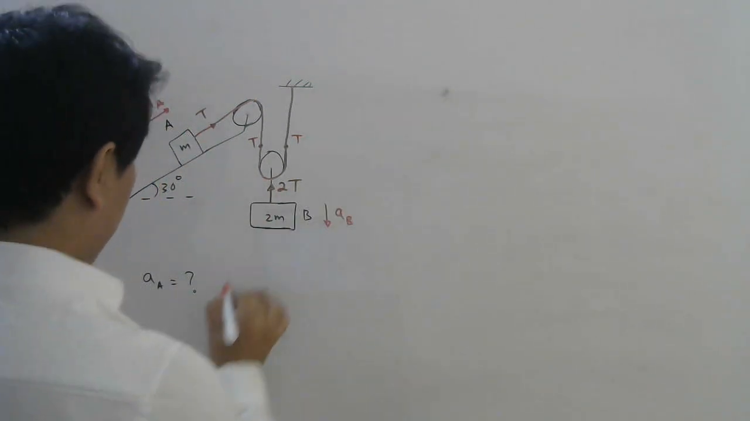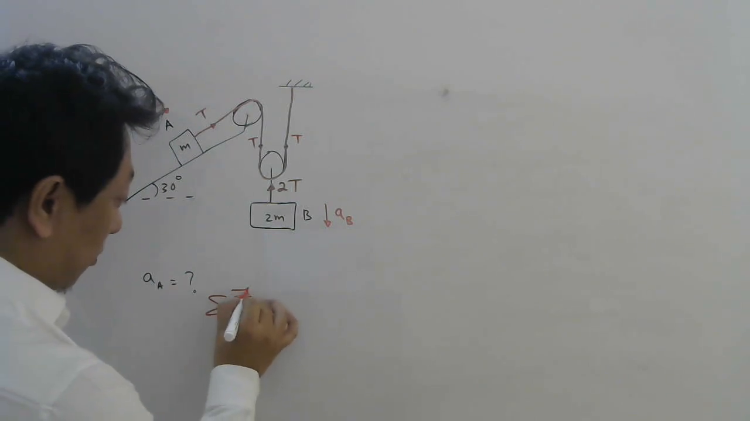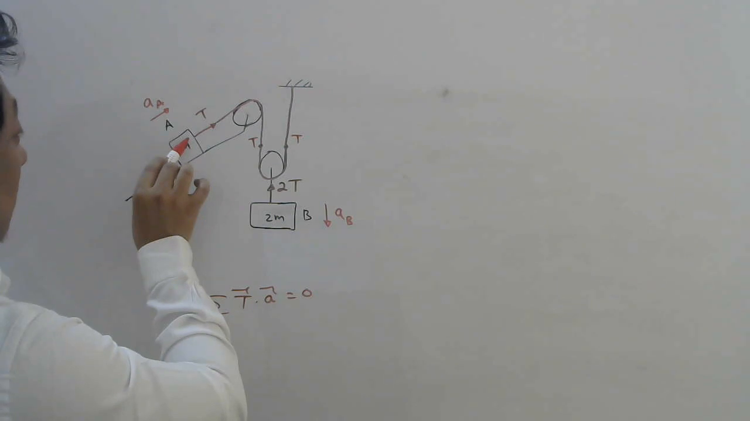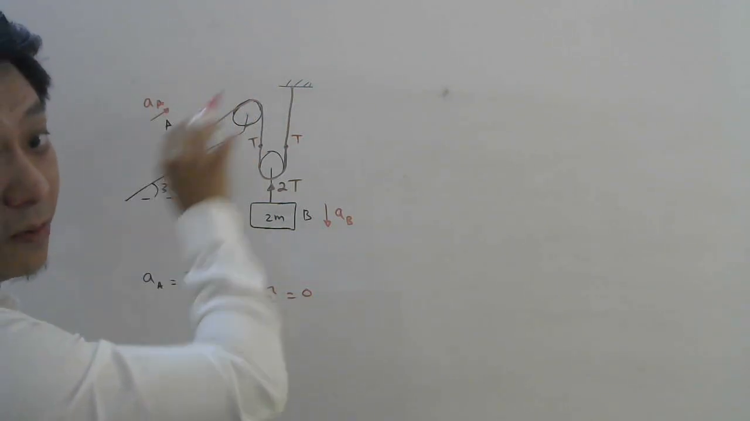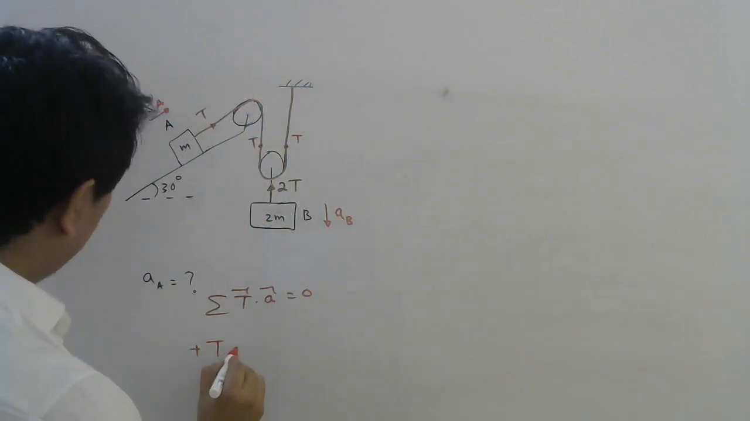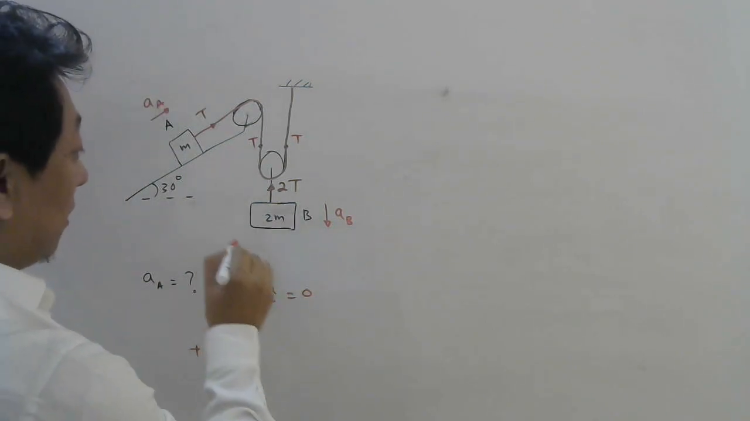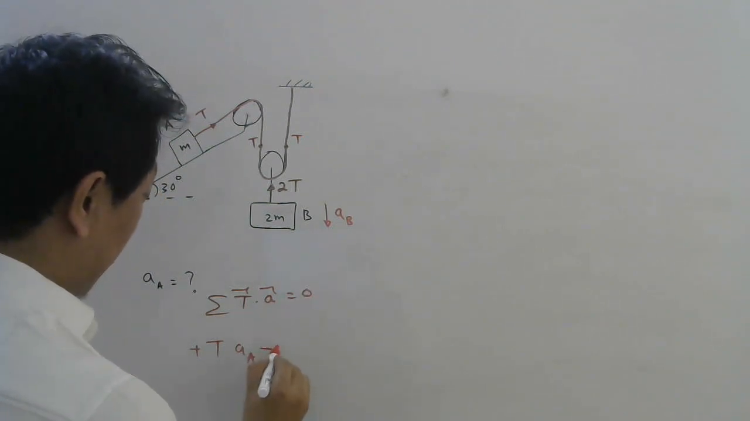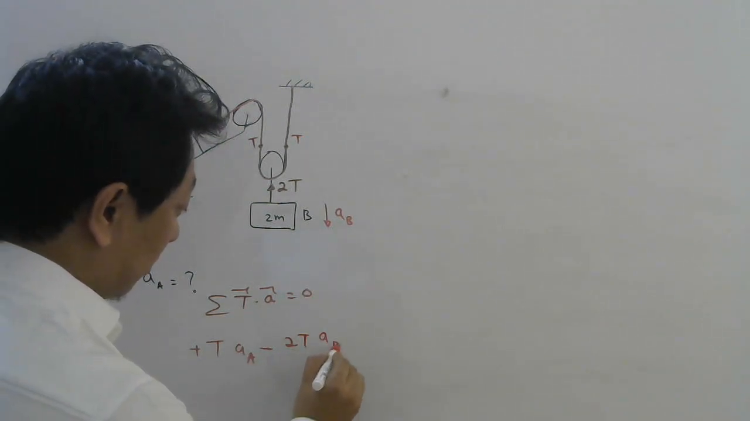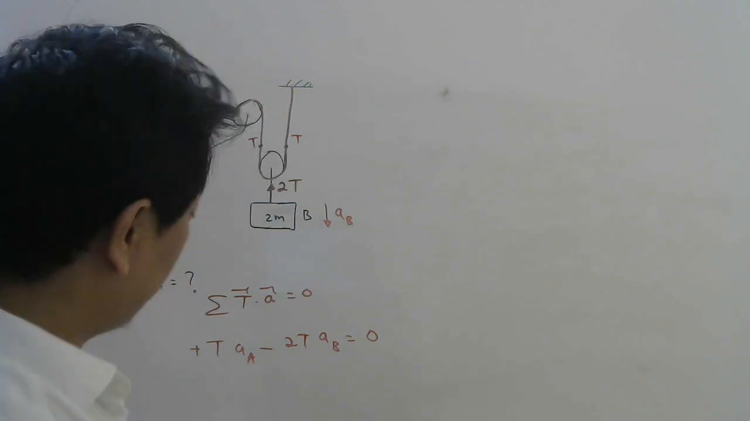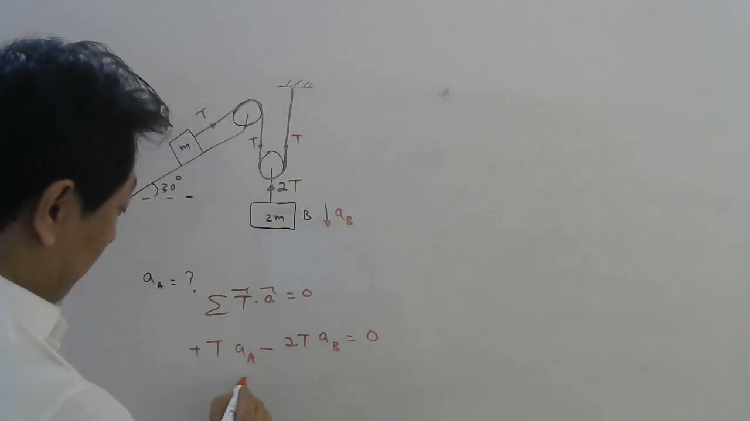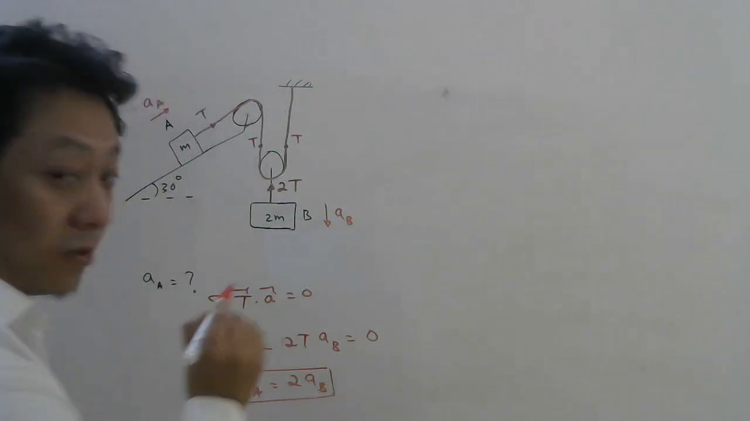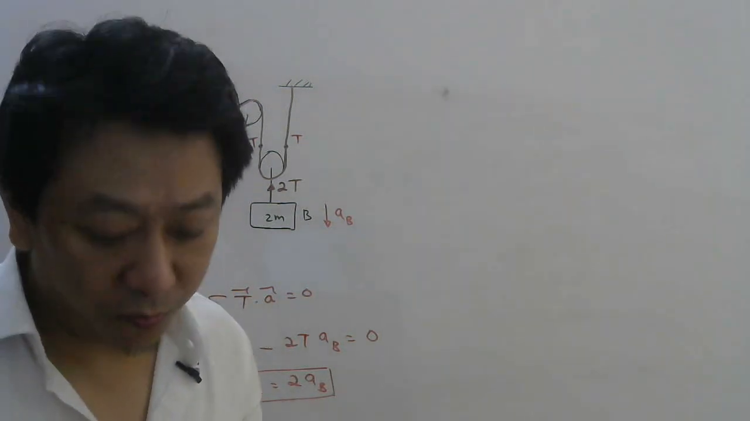So now we will apply our constraint relation equation, which is dot product of tension and acceleration should be 0. So for this block, tension is here, acceleration is also here. So same direction means plus tension into acceleration. Here tension is up on this block 2T, but acceleration is down. So minus tension into acceleration of block B. So total should be 0. Take it this side, T and T will cancel. So acceleration of A will be twice of acceleration of B. So this is the constraint relation which will be useful for us.